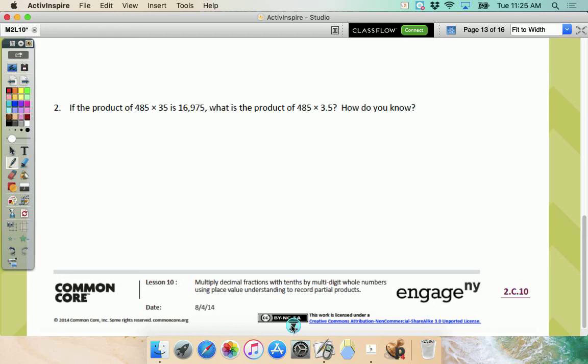Did you have time to discuss this? Yeah. Okay, so instead of taking it times 35 ones, if I take it times 35 tenths, what's going to happen? You're going to have to add a decimal. Where should I put the decimal? In front of the 5. You guys agree? Yep. That shows tenths place.